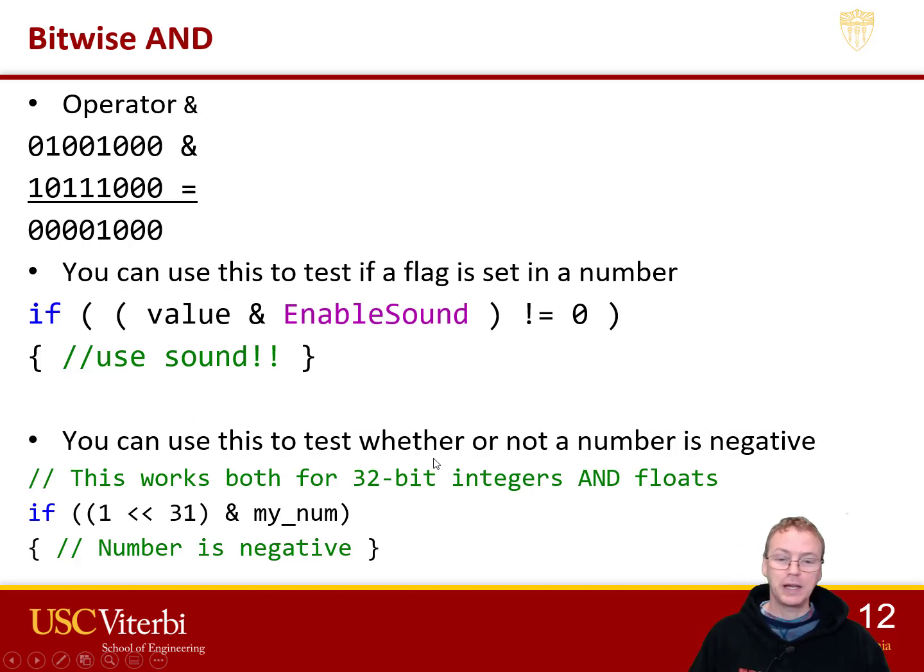Okay, interesting little tidbit. Back to what we talked about in the previous lecture. In a 32-bit float, or a 32-bit signed integer, the most significant bit is the sign bit. So if you're trying to test whether something is negative or not, you could do this. You could say, give me the most significant bit. Right? So that's 1 shifted left by 31. So you could write that out.